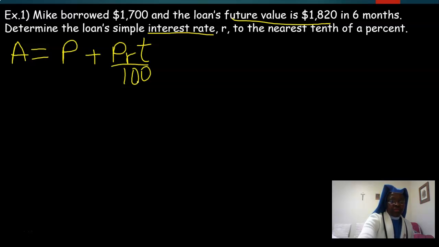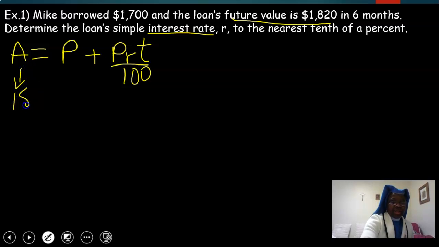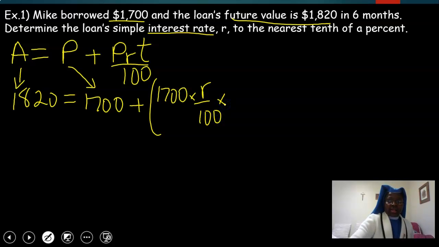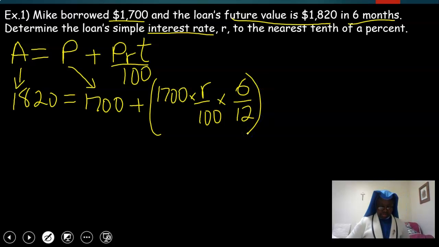So we just substitute. The future amount is 1820. The principal is the amount we borrowed, so 1700 plus, here we're going to put that in parentheses, the principal 1700 times the rate R over 100. We don't know that, we are looking for it. Now, the time is 6 months, but we have to make it years. It has to be time in years for all simple interest. So how many years in 6 months? It's going to be 6 out of 12, which is 1/2 when we simplify that.